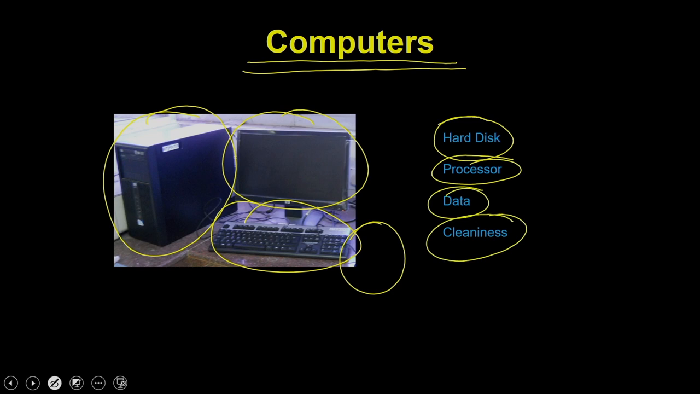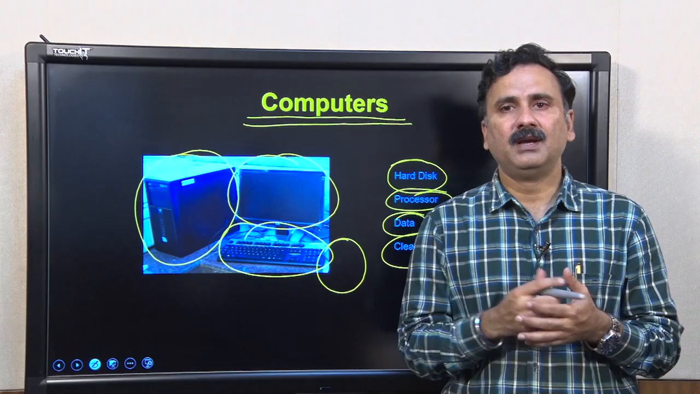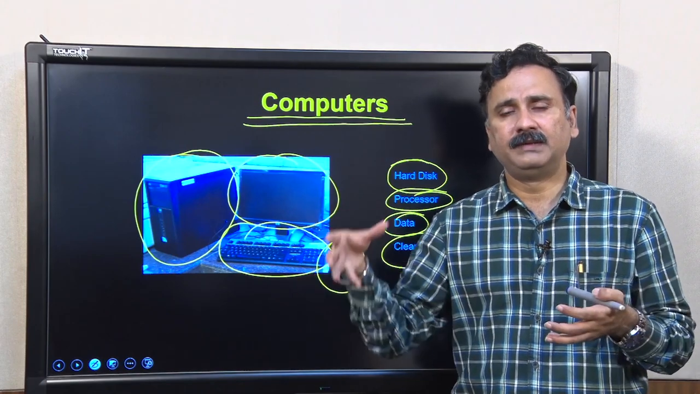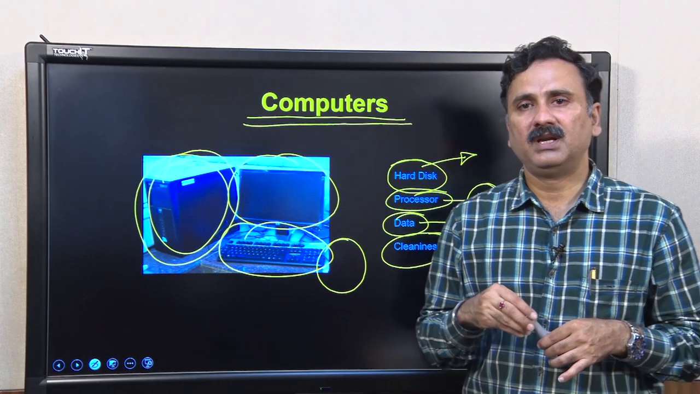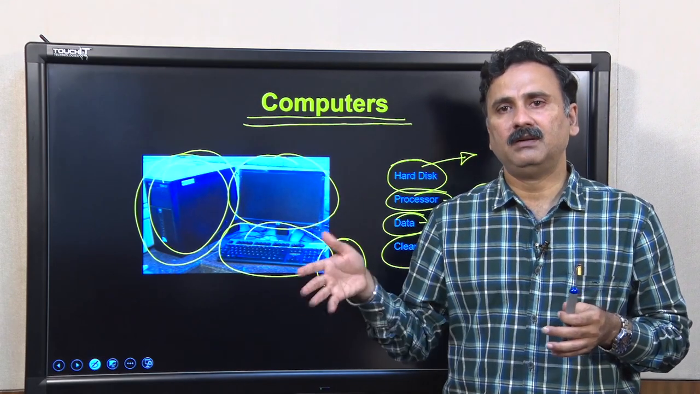All these processors or desktops have fans, and the fans are connected to a cabinet. This cabinet has to be cleaned on a periodic basis so that the fan gets clean air. Then for the hard disk, you have to keep taking data backups and keep defragmenting the hard disk so that it does not get too damaged. You have to work on the processor as well as the data. You have to take periodic backups, and do the cleaning of the computers present in your lab, and maintain cleanliness.